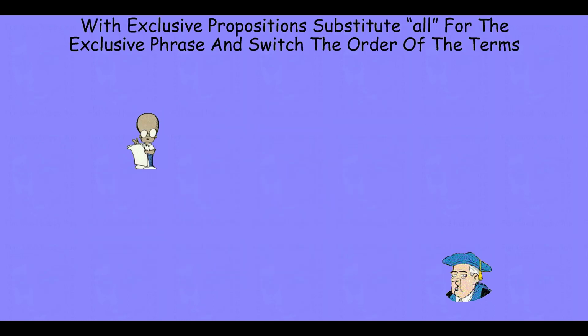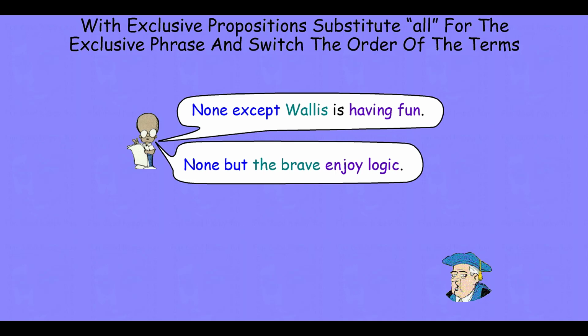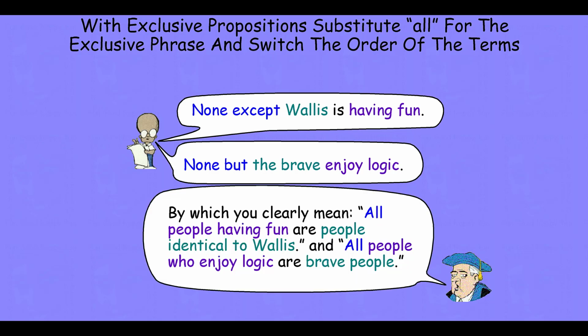Exclusive propositions are propositions where we're picking out a class by excluding other classes from the class that we're focusing on. So statements like "None except Wallace is having fun," that would be an exclusive proposition. Similarly, "None but the brave enjoy logic." That is also an exclusive proposition. To translate these, what we want to do is switch the order of the subject and predicate as they appear in the original sentence, get rid of our exclusive phrase, and substitute in our universal affirmative quantifier.